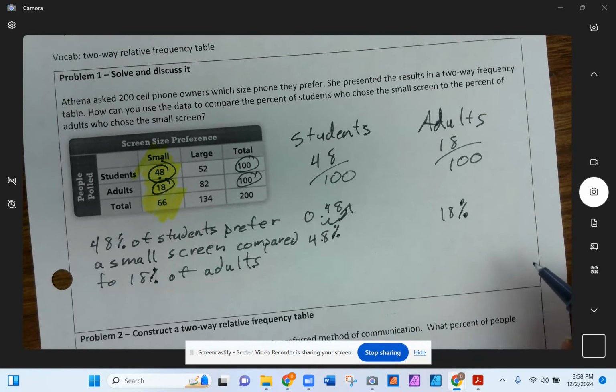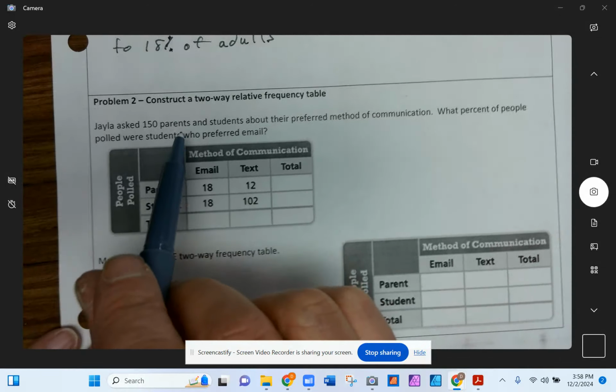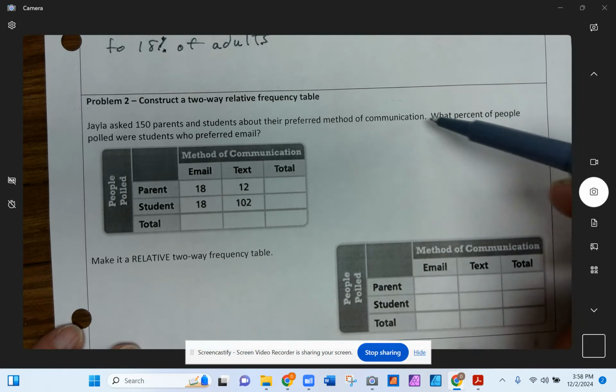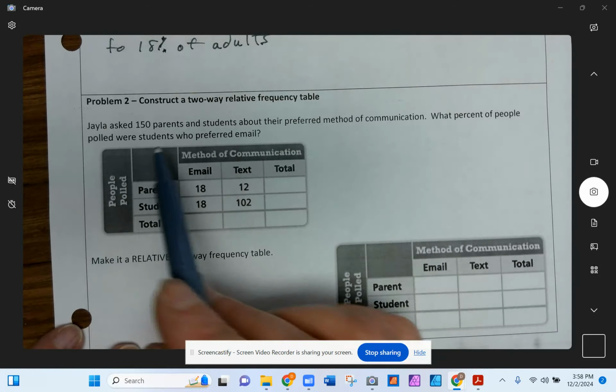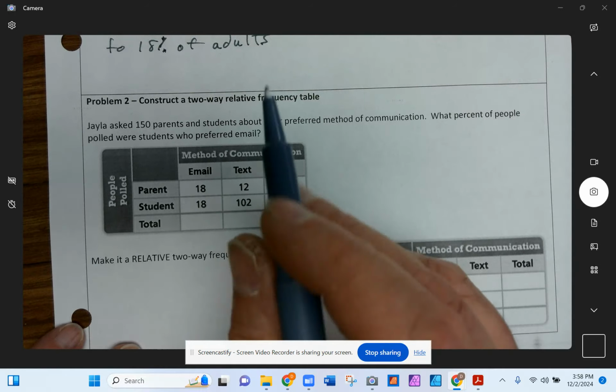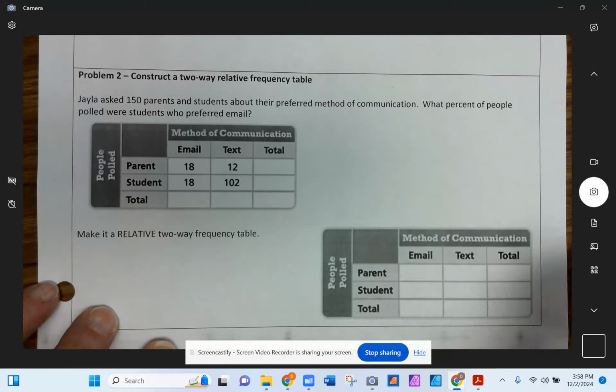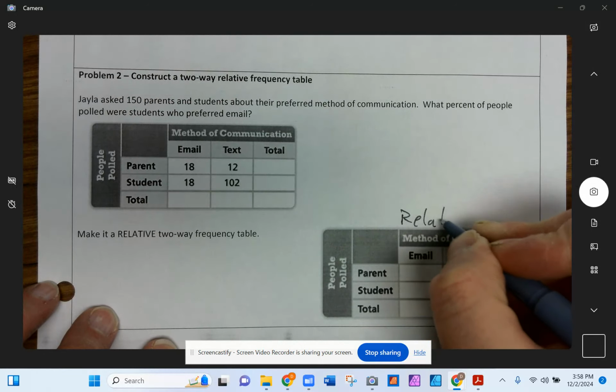Anyway. Okay. So we're going to put one together right here. Jayla asked 150 parents and students about the preferred method of communication, email versus text. What percent of people polled were students who preferred email? So let's total this out here. This is just our regular frequency table here. This one will be our relative two-way frequency table.